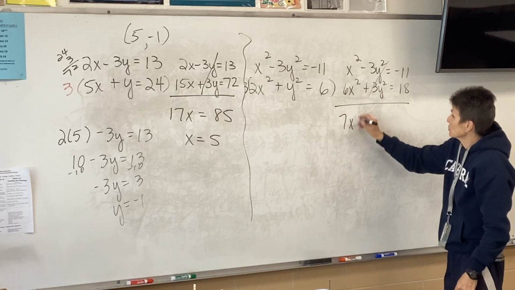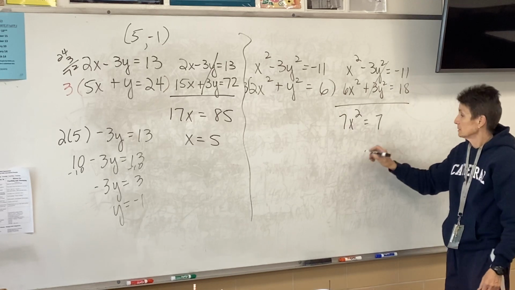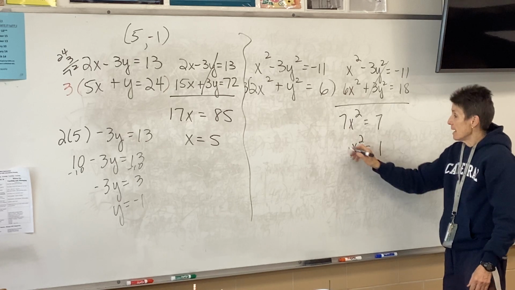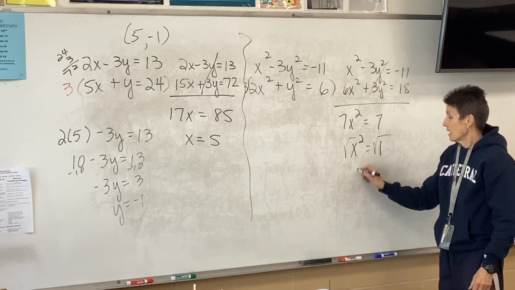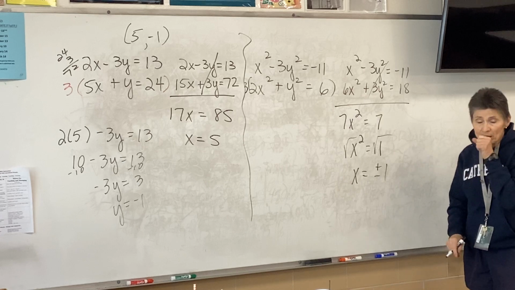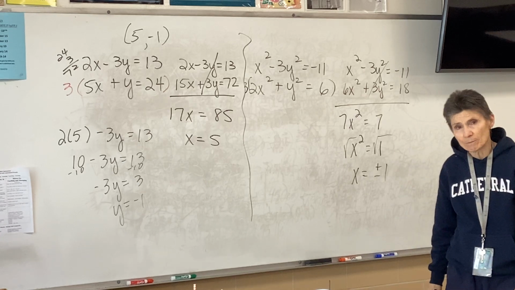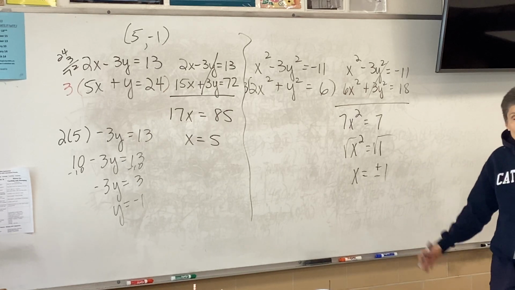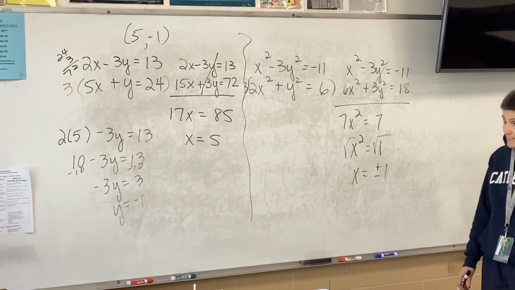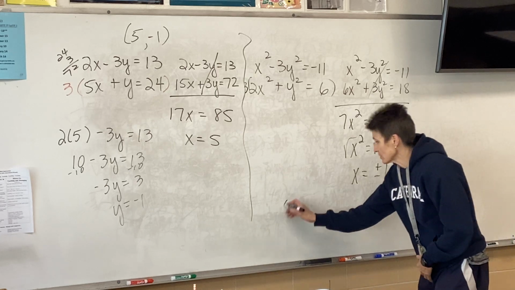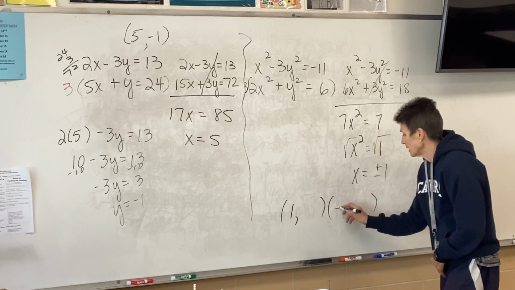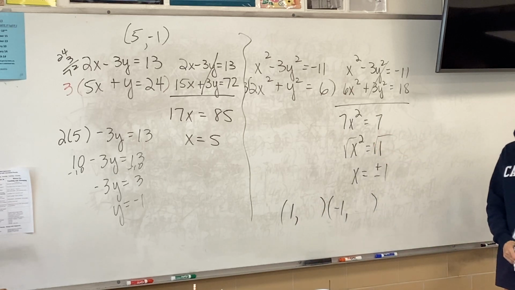Okay, so 7x squared equals 7. X squared equals 1. And then when I square root, I get x equal to, watch it now, plus or minus 1. Remember, when you take the square root of both sides, I don't care what kind of equation it is, when you're taking the square root of both sides, it's plus or minus. Okay, so I have two answers now, just like I did before. One of them has an x value of 1, one of them has an x value of negative 1.